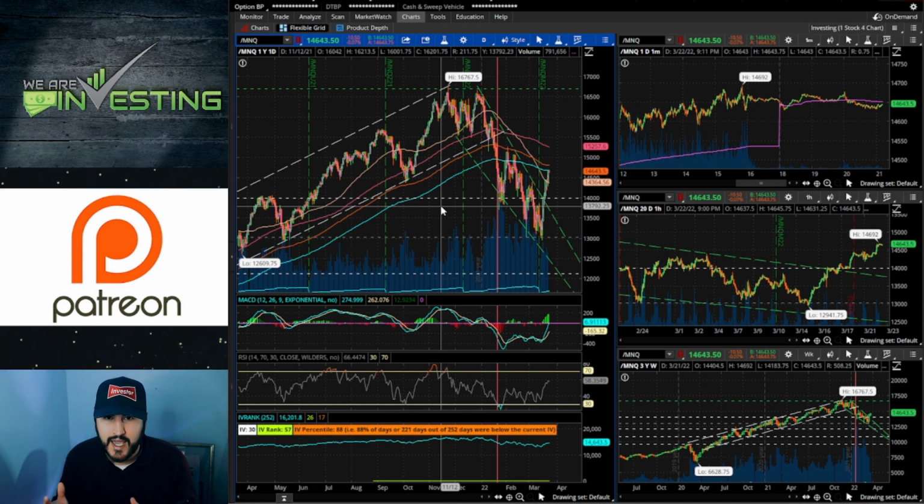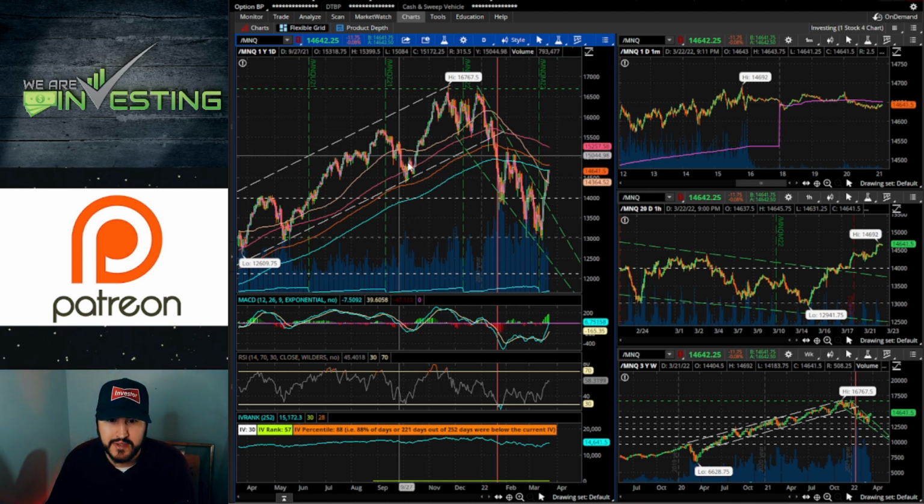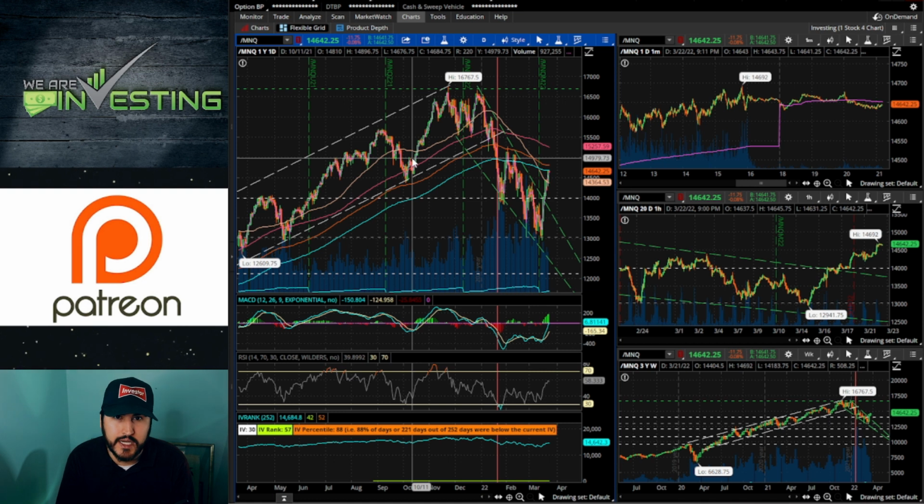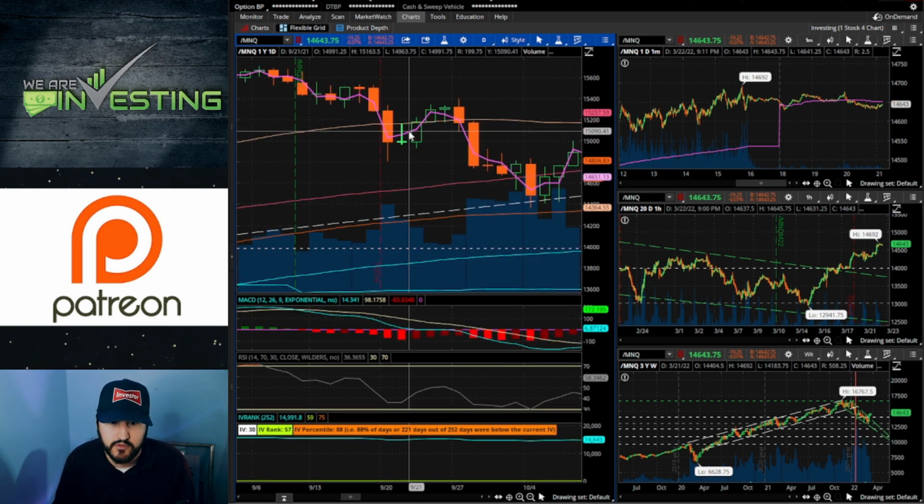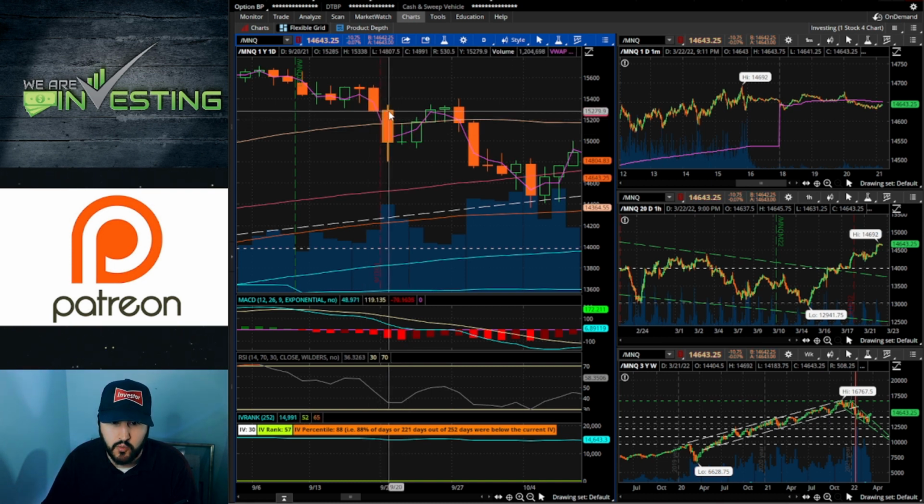So what we're looking at are four separate charts, but each chart is different. It's a different time frame. Each chart, they all have candles, but every candle represents a different duration. The chart over here, the main chart, is a 1 year, 1 day chart, meaning that each candle, if we zoom in, represents 1 day.